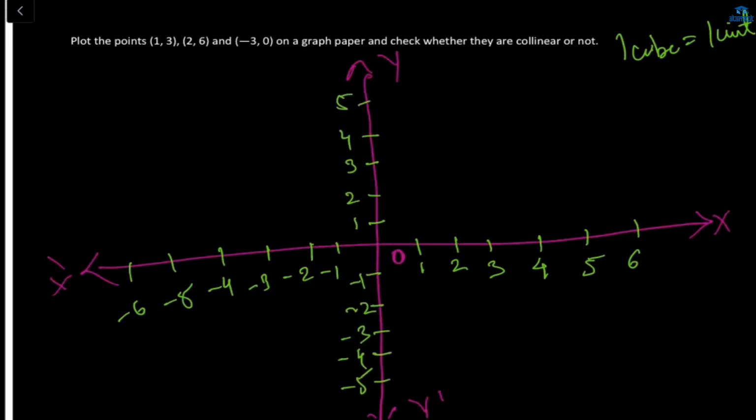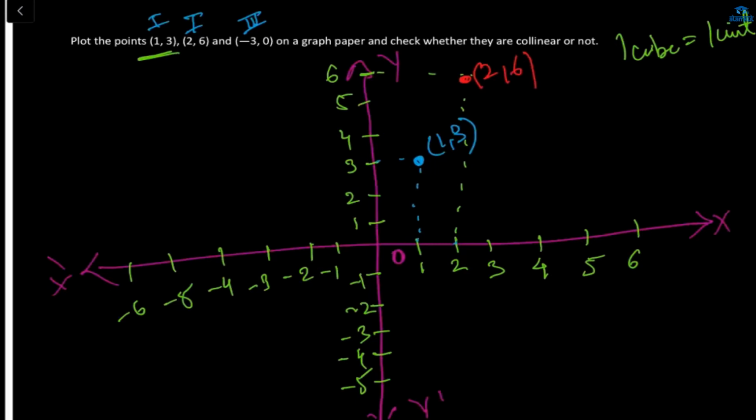Now the first point is (1, 3). So 1 we will represent on x. You have to move this way, and 3 will be here, so this is the point (1, 3). Now the second point is (2, 6), which lies in the first quadrant. Now (-3, 0) is not in the first quadrant. 2 is here and 6 I have not marked yet. So this is the point (2, 6).